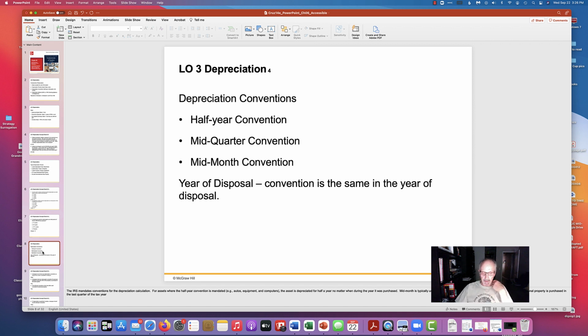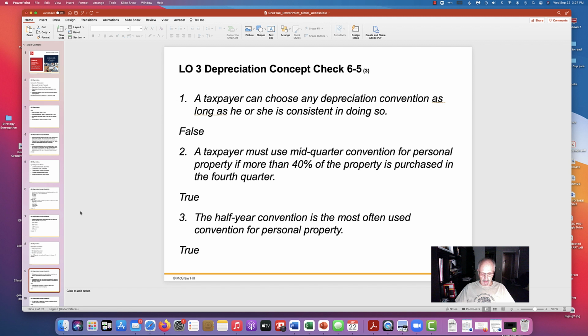The mid-quarter convention treats all property placed in service during any quarter of a taxable year as placed in service at the midpoint of the quarter. Taxpayers must use mid-quarter convention when more than 40% of the personal property is placed in service during the last 3 months. The mid-month convention says all property placed in service during any month is placed in service on the midpoint of the month. The mid-month convention is only, though, for real property.